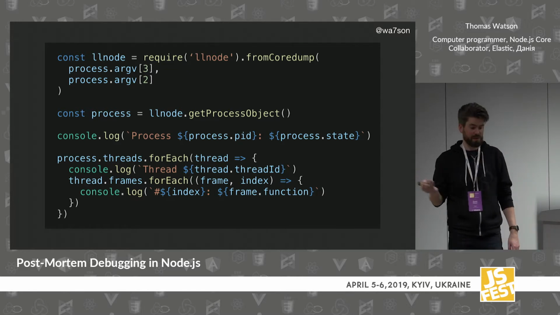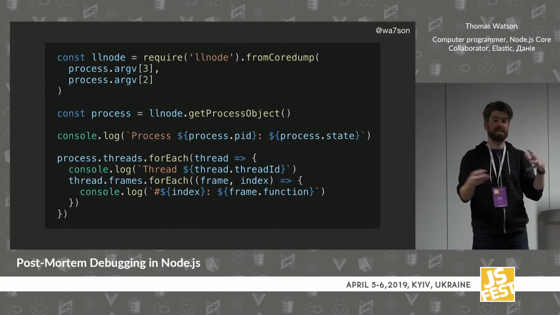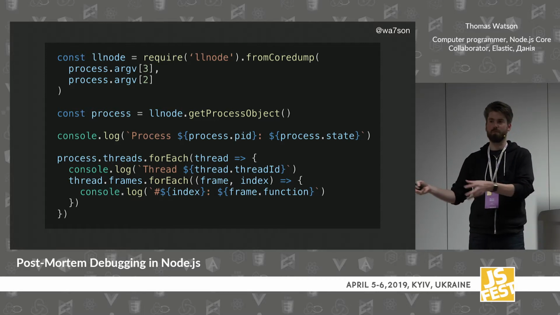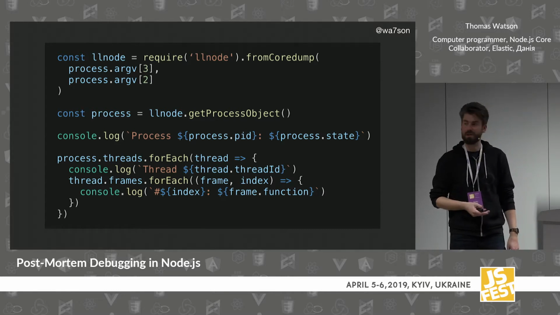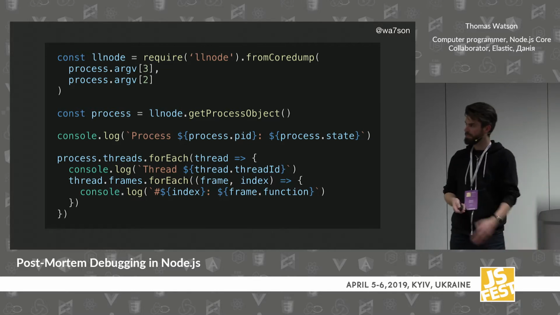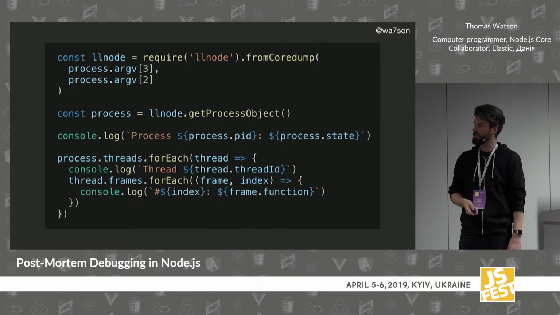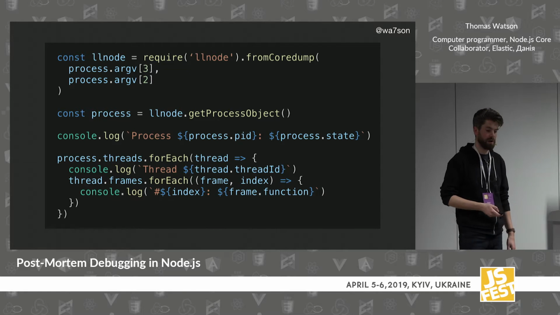And you can loop over these threads. You can get the thread ID, and each thread, of course, has a state, like it was doing something at the time you took the core dump. So you can loop over the stack trace for each of these threads and print them out. So you have access to the same data that is inside the core file that you used the command line to iterate over before.